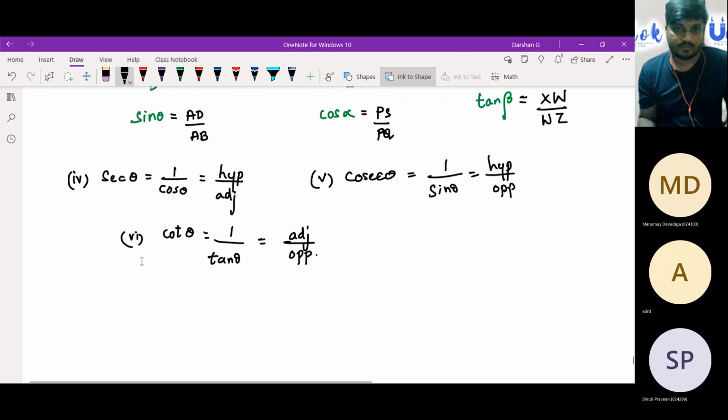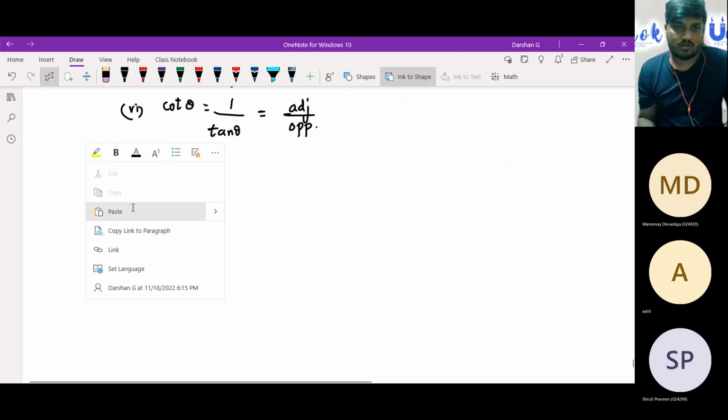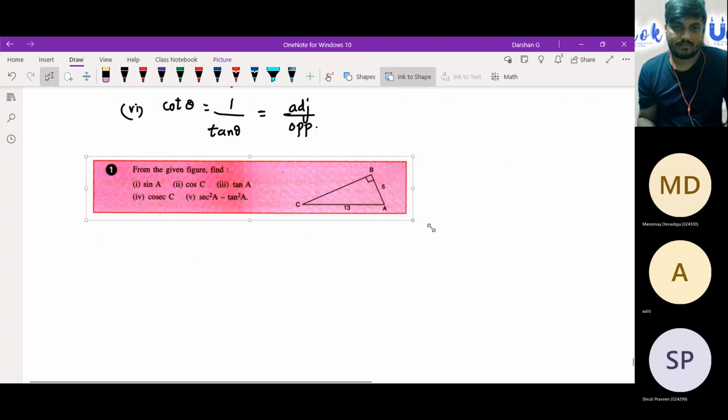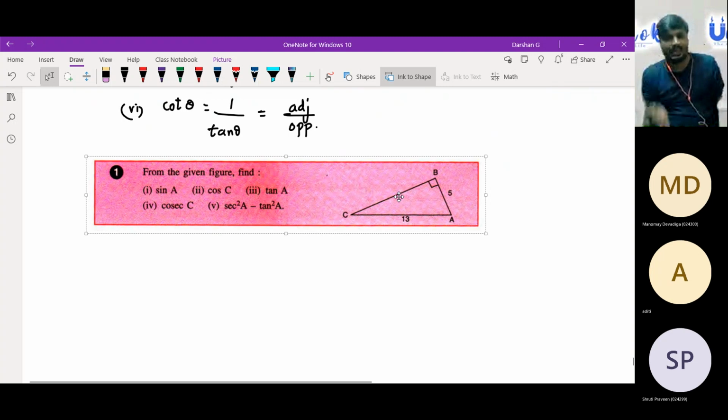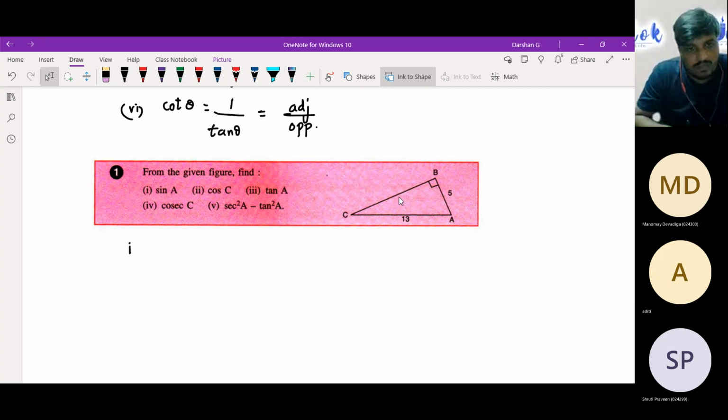Question number one. From the given figure, find sine A, cos C, tan A, cosecant C, secant square minus tan square. Come on. Okay, the first question is given to Manomai, the second one to Aditi, the third one to Shruti. As for the fourth and fifth, whoever does these three properly will get them. If you get it wrong, you don't get a chance to do the fourth and fifth. Once you get it, you can just unmute and start telling.